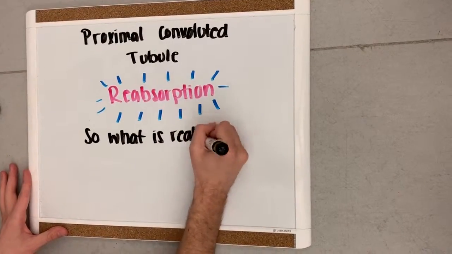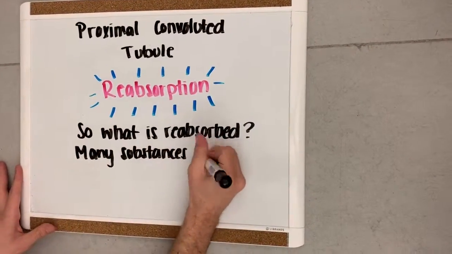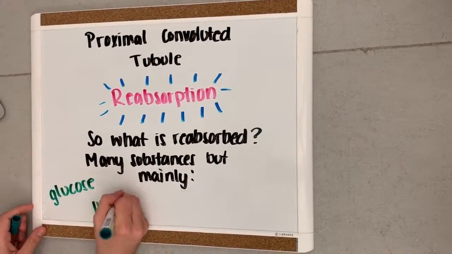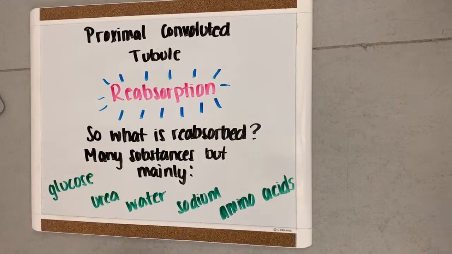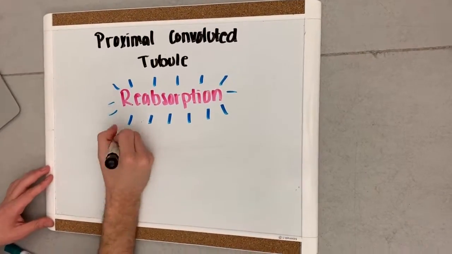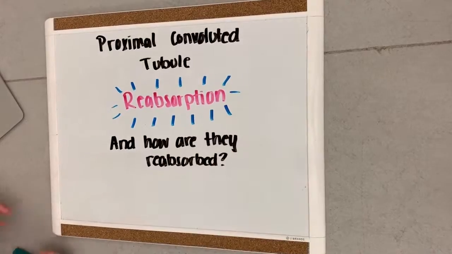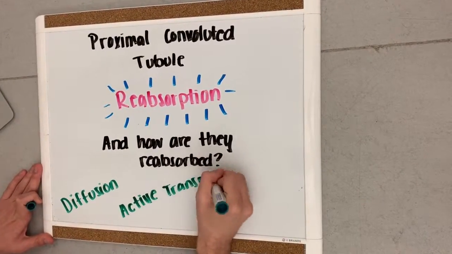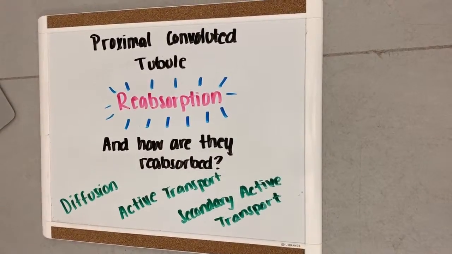So what is reabsorbed? Various substances are reabsorbed by the proximal convoluted tubule. These include substances such as glucose, water, urea, sodium, and various amino acids. These substances are reabsorbed mostly through diffusion, active transport, or secondary active transport.